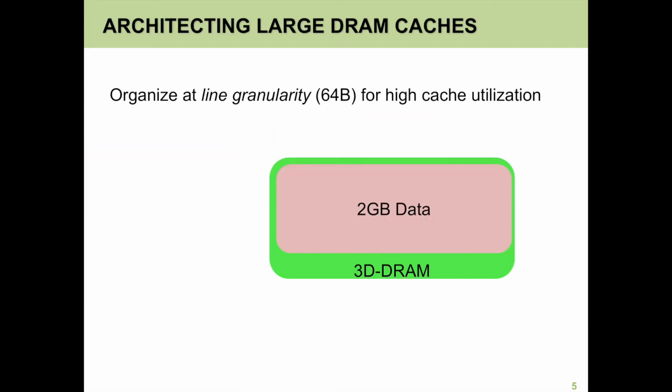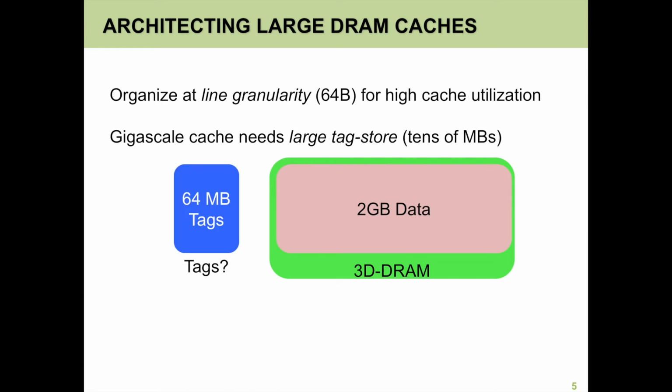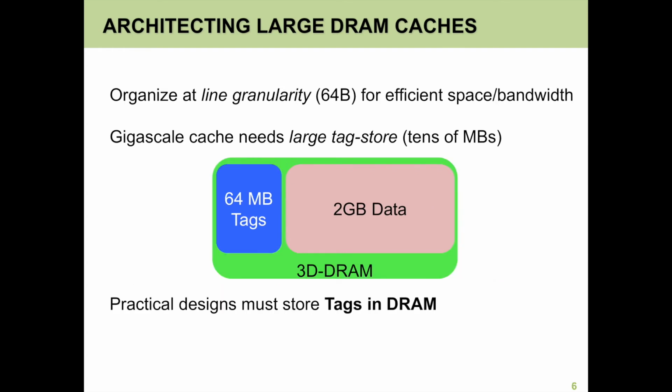We can architect the cache at line granularity for high cache utilization. However, this needs significant tag storage. As such, practical designs must store these tags in DRAM. Now, how do we store and access these tags?